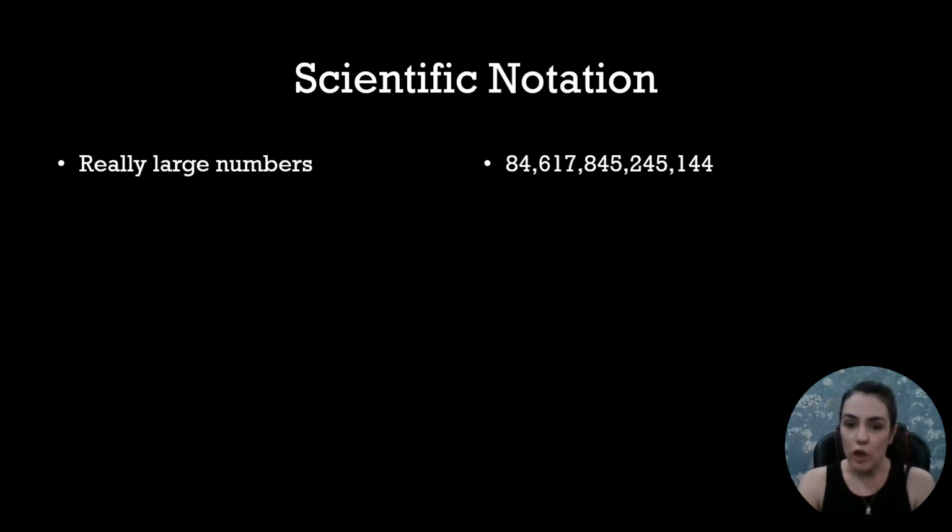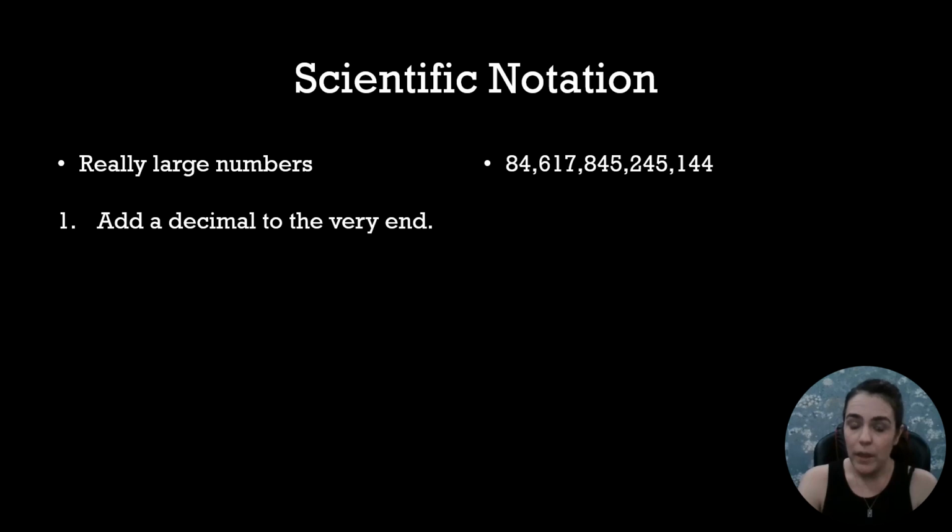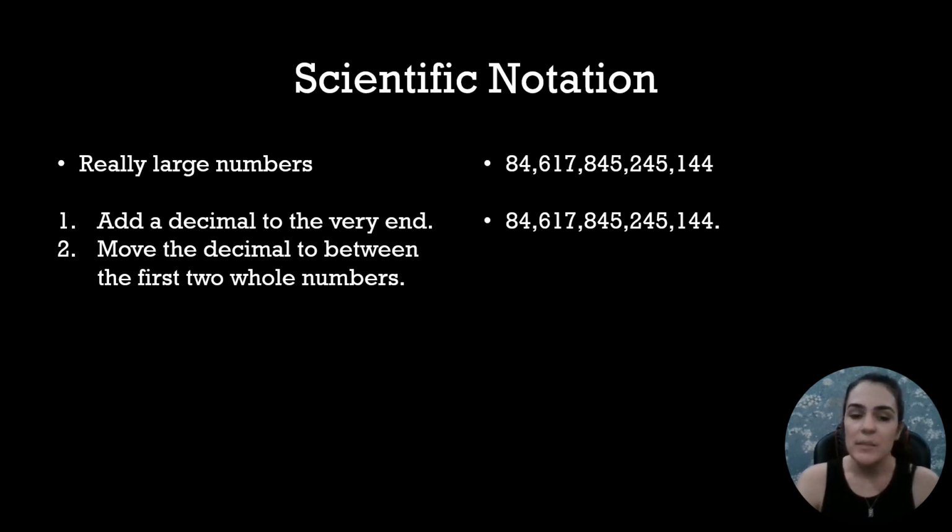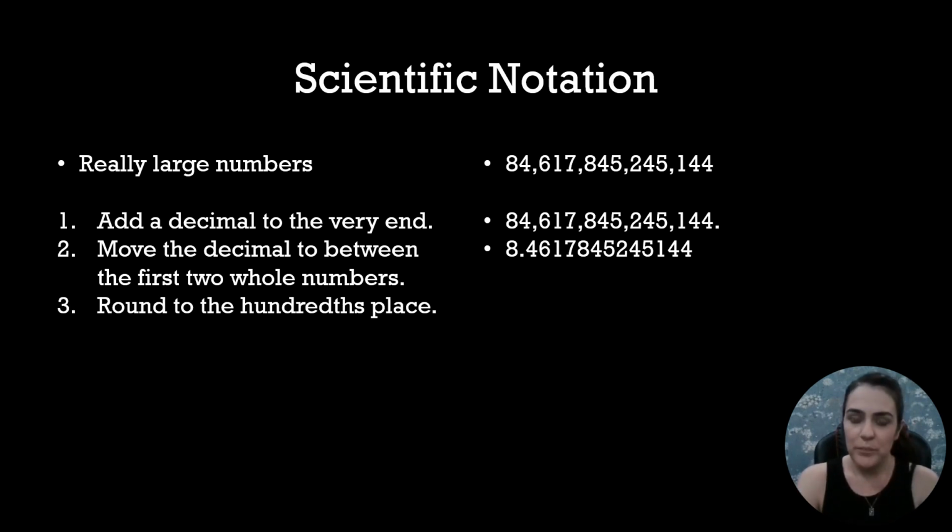First, with really large numbers like this, you want to add a decimal to the very end. Notice the decimal after the 4. Move the decimal to between the first two whole numbers. A whole number is a number between 1 and 9. 0 doesn't count. So notice the decimal moved from the end to between the 8 and the 4. You want to round to the hundredths place. That's 2 places after the decimal.